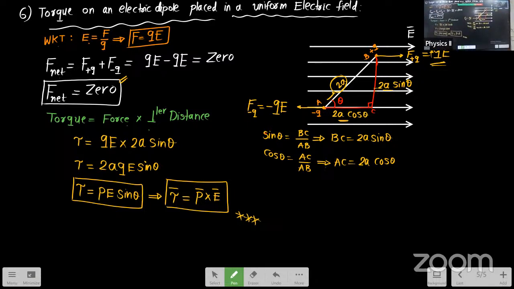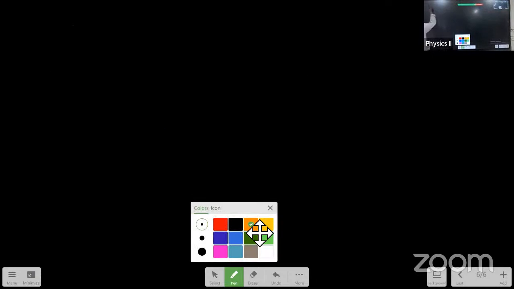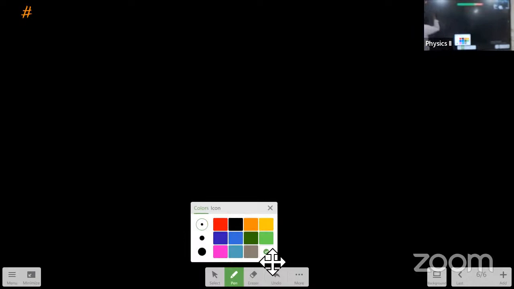So let me check the time. If time is there, we'll move on to the next chapter. We'll start electric potential and capacitance. Most probably tomorrow we are going to finish electric potential and capacitance. After that, we'll discuss another SAQ. I hope everyone understood the SAQs from this chapter. Let us move on to the next chapter. What is the next chapter? Electric potential and capacitance.